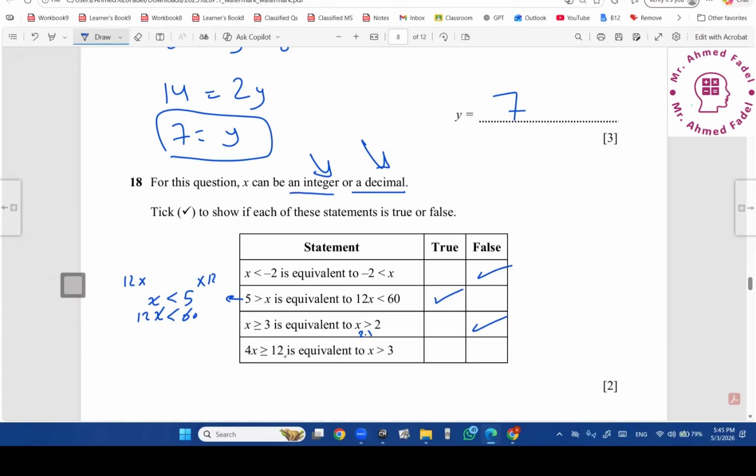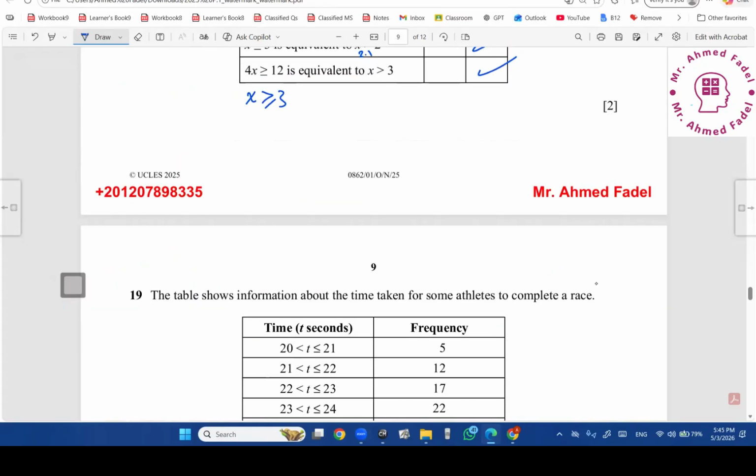All right, 4x is greater than or equal to 12. So if you divide here by 4 and you divide here by 4, x is greater than or equal to 3. Are they equivalent? No. Here the 3 is not included, here the 3 is included, so it's false.